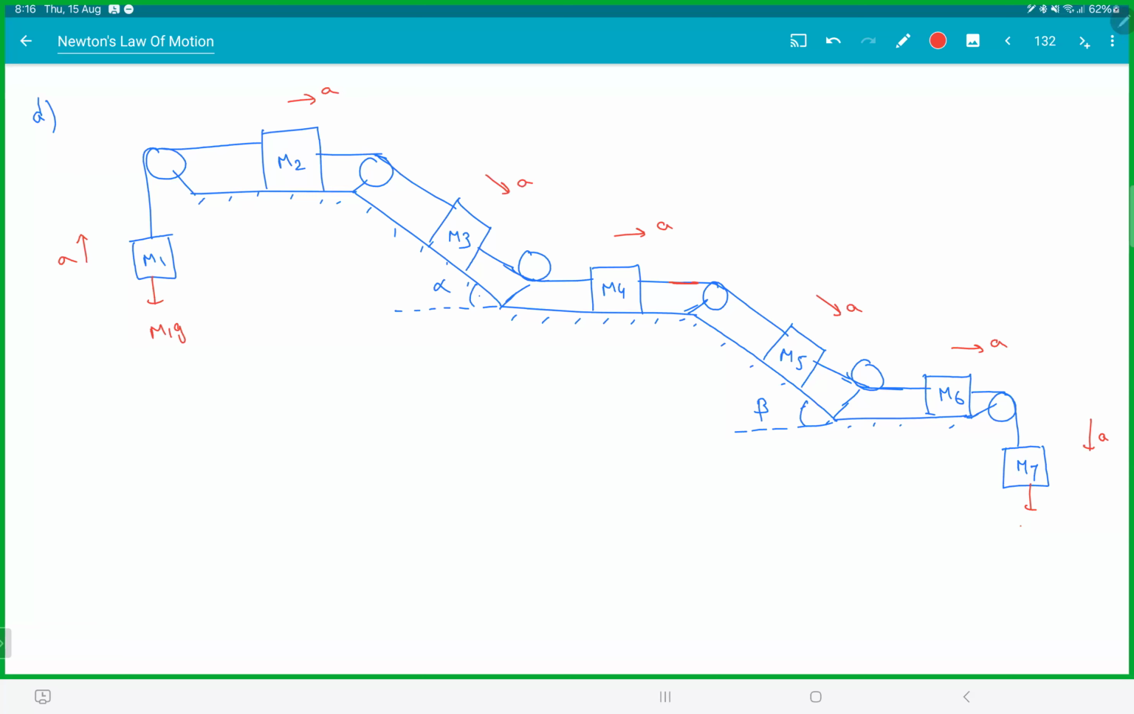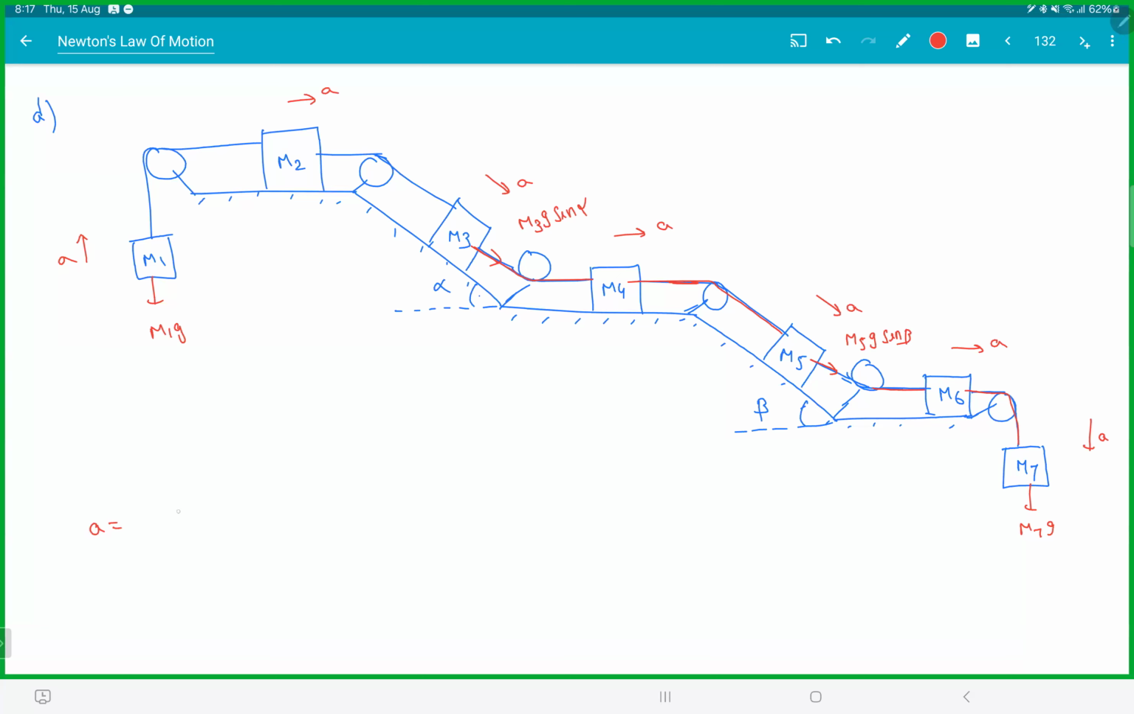So M7G is pulling down, M6 is doing nothing. M5 is actually supporting with M5G sine beta. M4 is also doing nothing. M3 is again supporting with M3G sine alpha. M2 is doing nothing. Clear? So what is the acceleration?